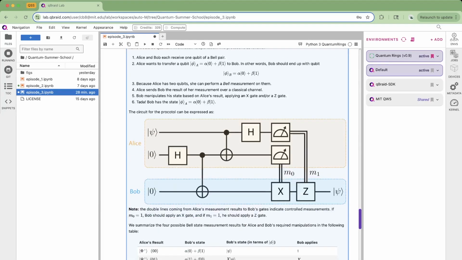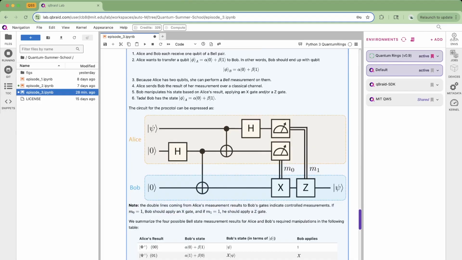So you can look at how we would express this protocol as a quantum circuit. So here is Alice's state psi, here is the state 0, and here is Bob's state initialized in 0. Alice and Bob first create a Bell pair, so they entangle their 2 qubits. That's this first Hadamard and C naught. Then Alice is going to perform a Bell state measurement, so she's going to apply a C naught gate and then a Hadamard, and then she's going to measure both of her qubits.